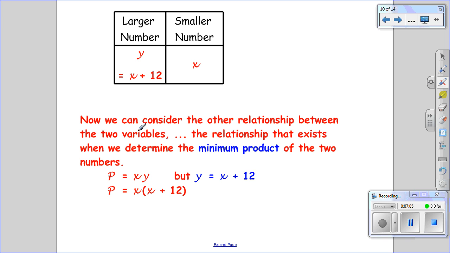The other relationship that exists between the two variables is talking about the minimum product, and product means multiply. So I've got p equals, and I'm multiplying my two numbers, which are x and y, together. But I also know that y equals x plus 12, so instead of leaving this a y in my equation, I'm going to substitute x plus 12 into it. Now, I have a quadratic function in factored form.